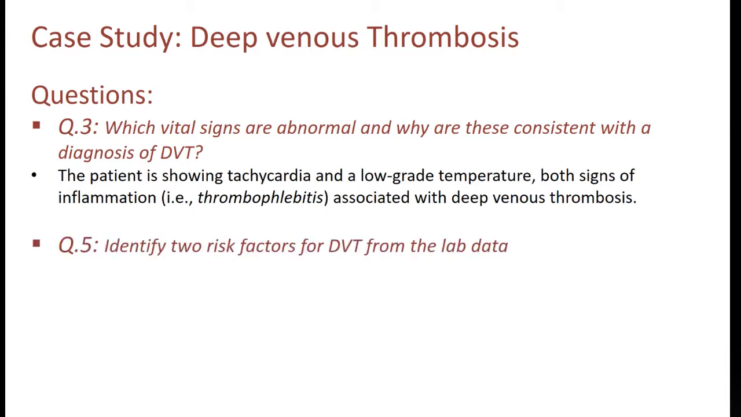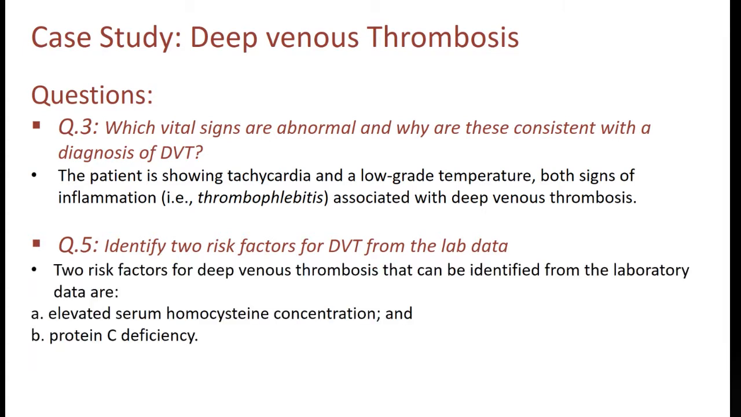What are the risk factors of DVT? From the lab data, we can see elevated serum homocysteine concentration. Elevated serum homocysteine concentration puts the patient at a higher risk for developing thrombi, and so does protein C deficiency. Both of these conditions are risk factors for thrombophilias. What's philia? Philia, to love. Philosophy is love of truth. So thrombophilia, you love making thrombi. When are you going to love making thrombi? When you have elevated serum homocysteine or protein C deficiency, and this patient has the two conditions.